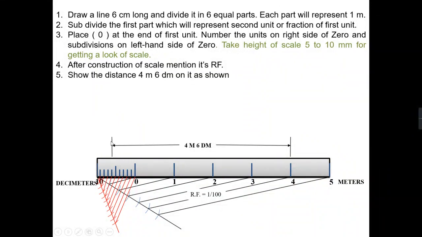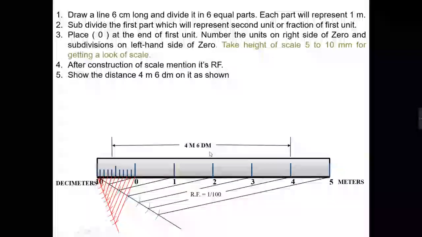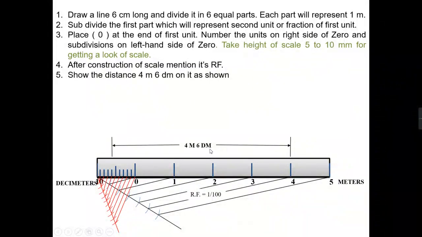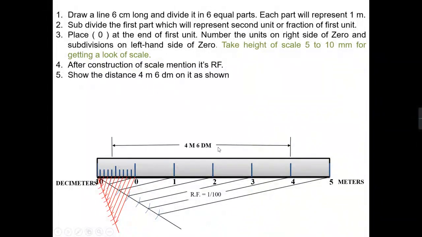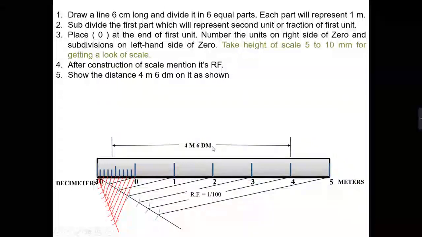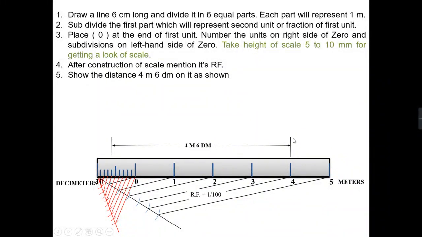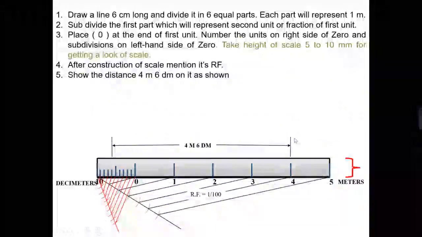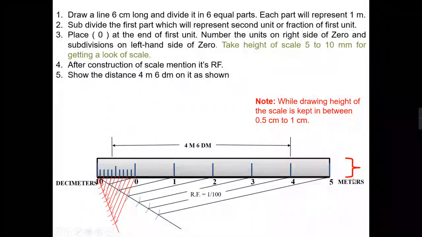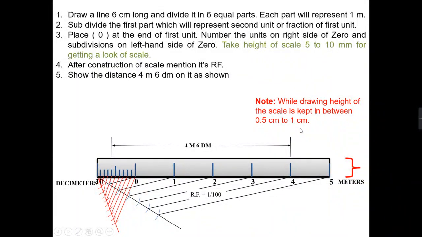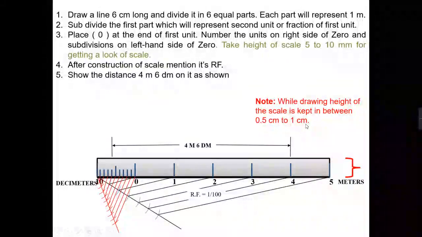So you can see it is your extension line, and there is a gap of 1.5 mm. It is a dimension line, and there is a visual gap of 2.1 mm, and this 4 meter and 6 decimeter is written having the height of 5 mm. So this letter has a height of 5 mm. So as I told you, the height of a scale should be between 0.5 centimeter to 1 centimeter.